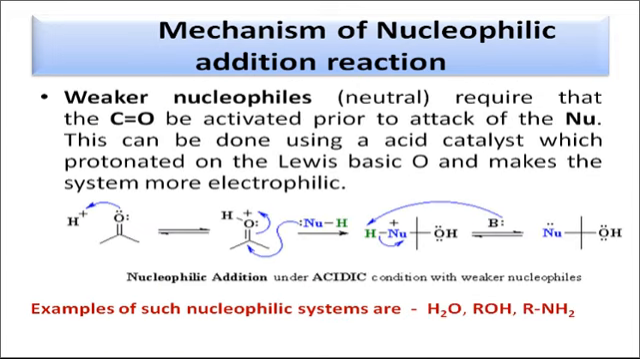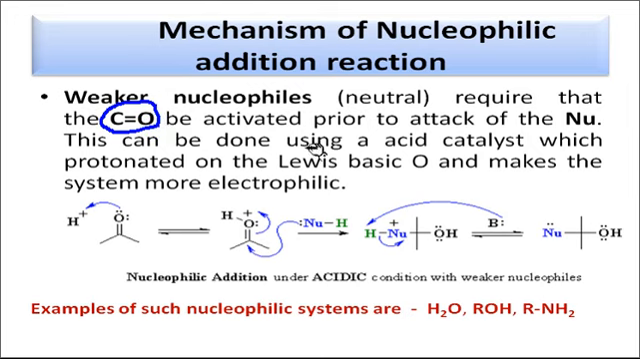Now, what happens with the weaker nucleophiles? The weaker nucleophile requires that the carbonyl C=O bond be activated prior to attack of the nucleophile. That means before attack of the nucleophile onto the carbon center, which is the electrophile, prior activation of this carbonyl group is needed in such conditions.